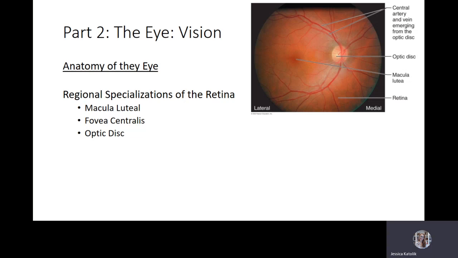So there is the macula lutea, the yellow spot in the back of the eye, the fovea centralis, which is in the center of it, and that's going to be the focal point of the light, and the optic disc, which is going to lack photoreceptors, and it's going to be kind of the starting point of the optic nerve.